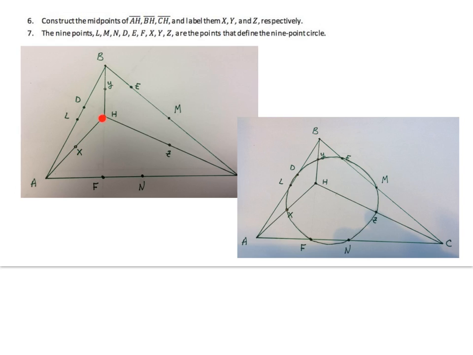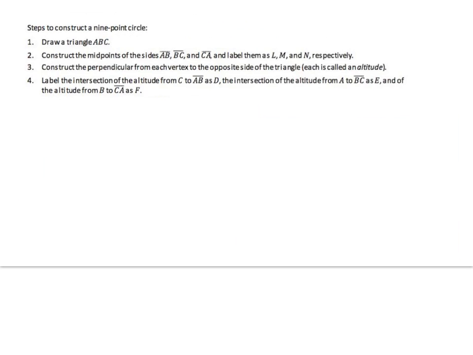So this right here is the midpoint of AH. Z is the midpoint of CH. Y is the midpoint of BH. Okay, so I now have all 9 of my points. 1, 2, 3, 4, 5, 6, 7, 8, and 9, which I drew a circle. It's not the most beautiful circle because it's freehand, but it's still a circle. All right, steps to construct a 9-point circle.